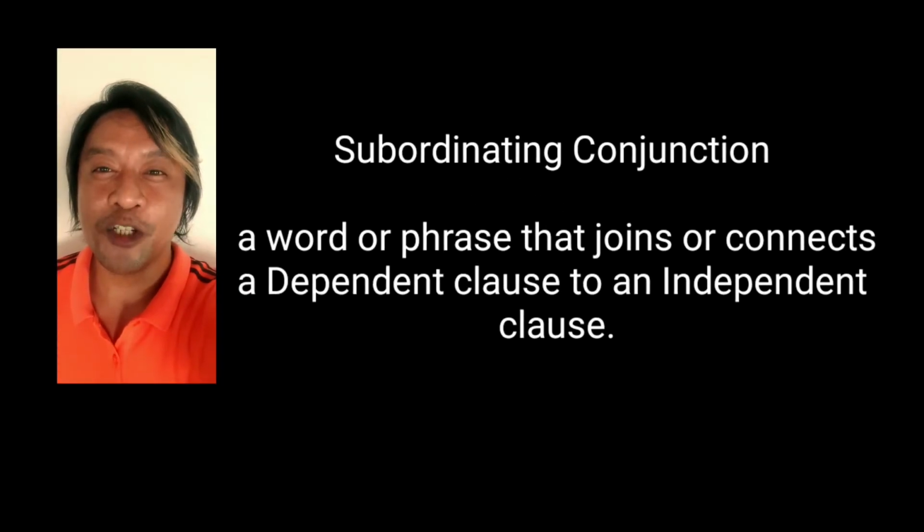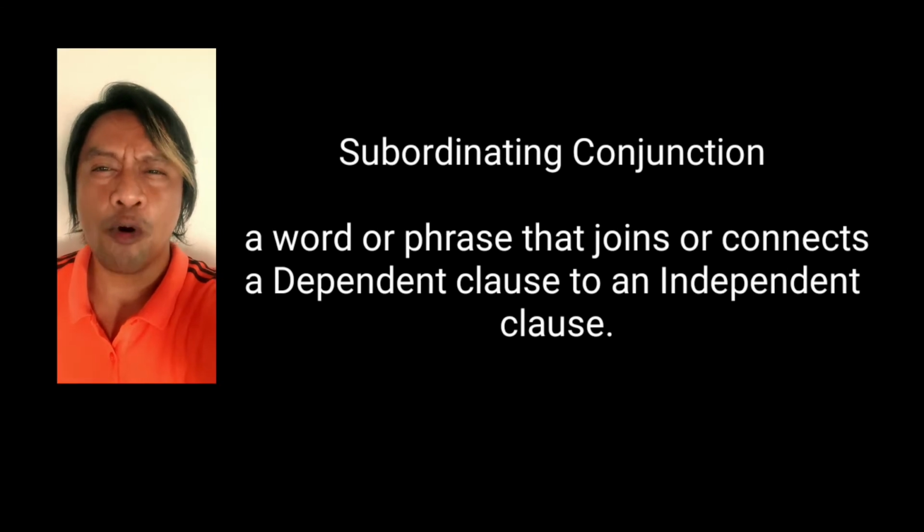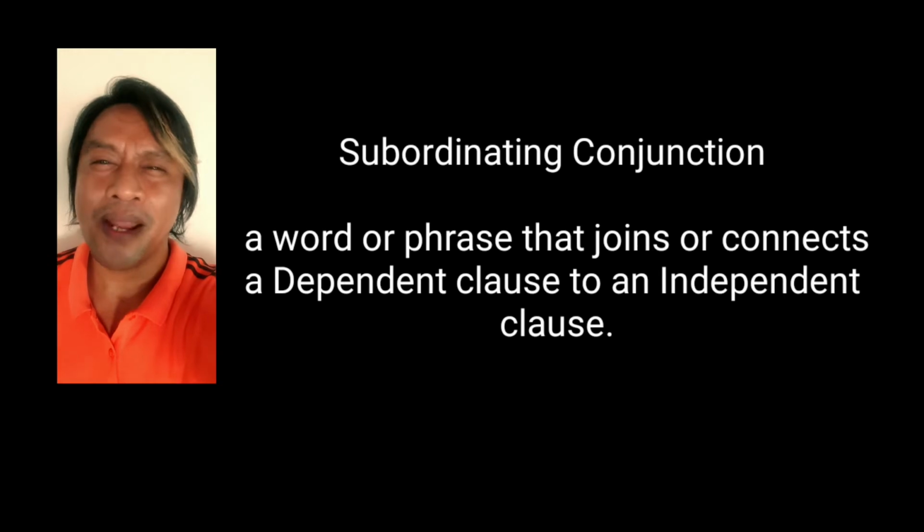A subordinating conjunction is a word or phrase that joins or connects a dependent clause to an independent clause. An independent clause is a group of words that contains a subject and a verb and expresses a complete thought.